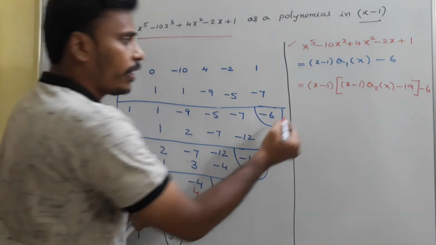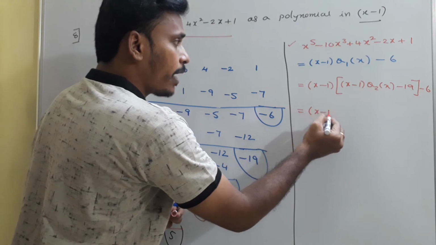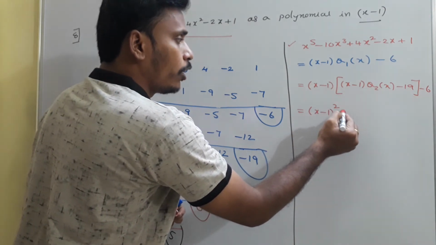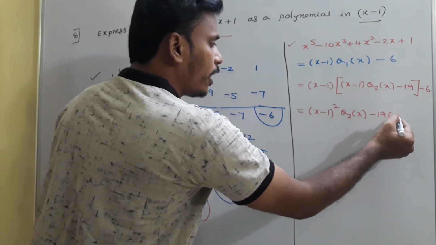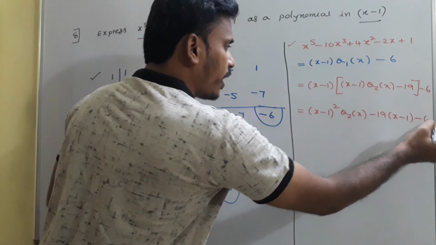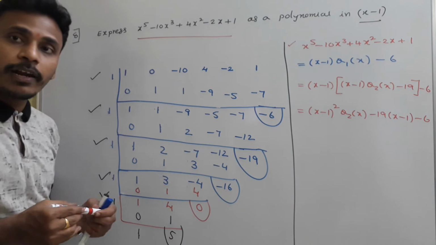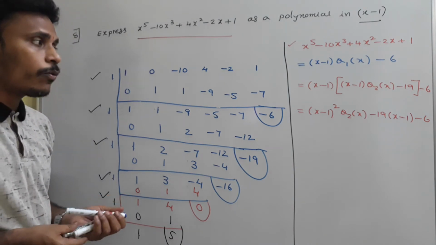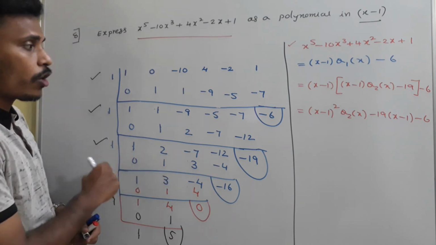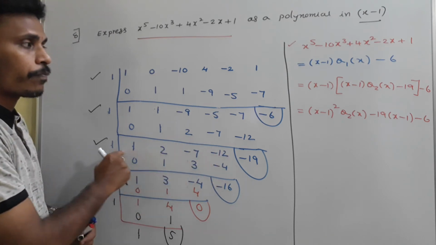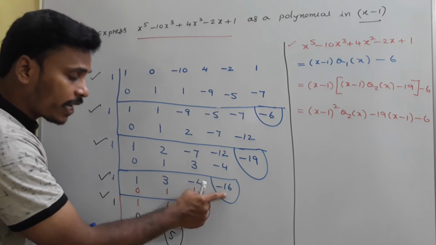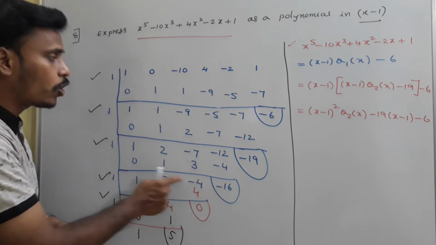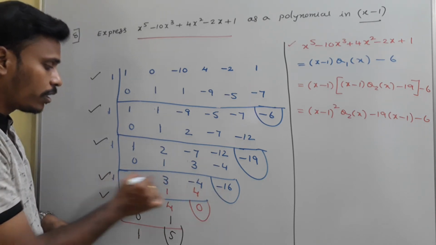Okay, you just simplify it. How it becomes? (x minus 1) whole square into q2 of x minus 19 into (x minus 1) minus 6. Just I multiplied with x minus 1. And now this second quotient, q2 of x, is again divided with x minus 1, and this minus 16 is the remainder. This is the third quotient.